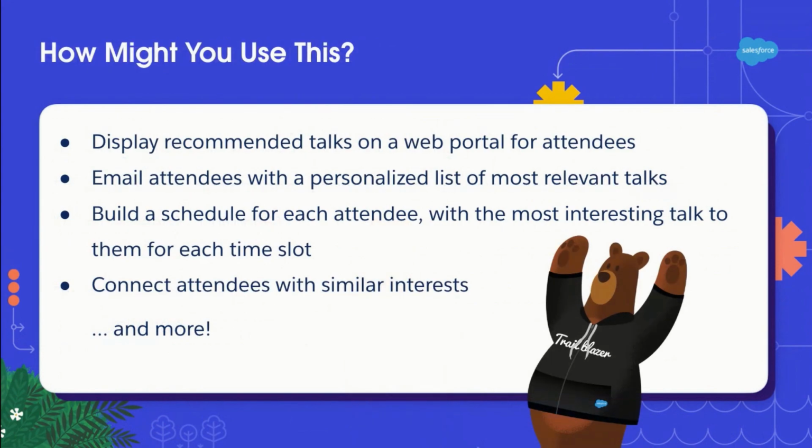So given just this data, how might you use this? You could display recommended talks on a web portal for your attendees. You could email attendees with a personalized list of the most relevant talks to them. You could build a schedule for each attendee with the most interesting talk to them for each time slot. And you could connect attendees with similar interests.